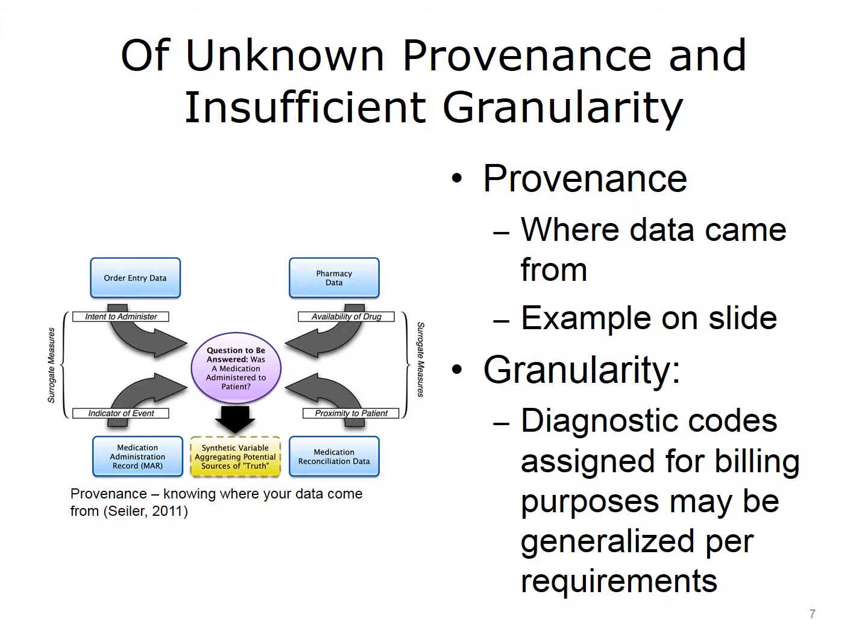In addition to provenance, there's also the problem of granularity. For example, diagnostic codes that are assigned for billing purposes may be generalized to a broader diagnostic class. An example would be when a patient with a set of complex cytogenetic and morphologic indicators of a pre-leukemic state is described as having myelodysplastic syndromes, or MDS, for billing purposes, but this data would be insufficient for other purposes, such as research, where a more specific diagnosis would be required.